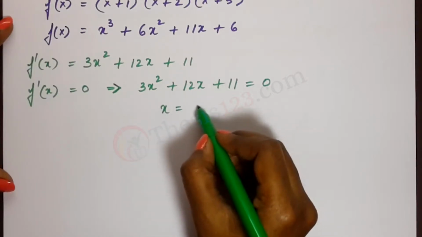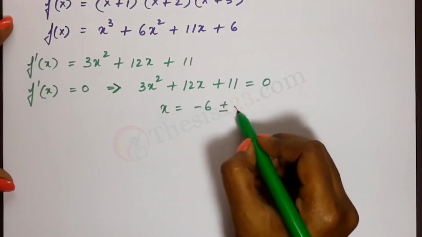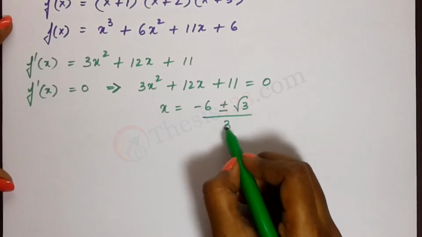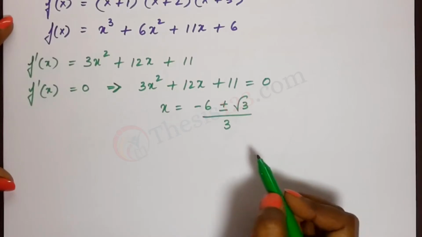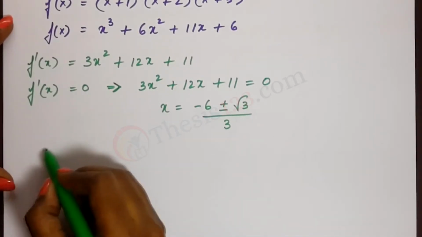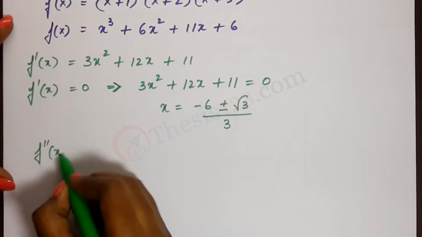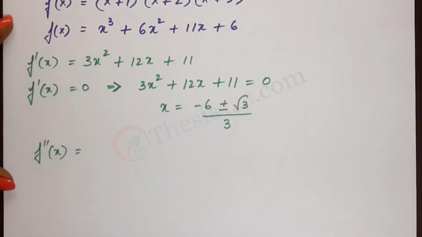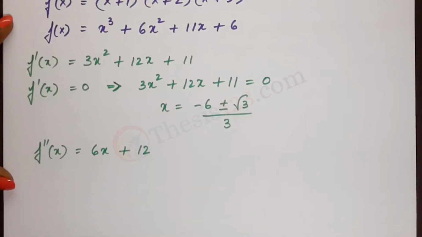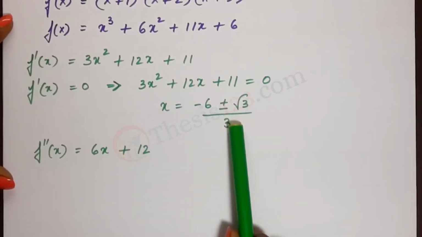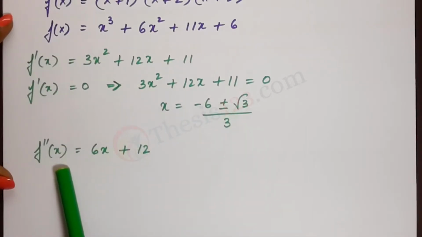So x comes to (-6 ± √3)/3. These are the two values of x. Now the next step is to find out what f''(x) is. Now f''(x) is 6x + 12. Now to find the minimum and maximum value, we have to substitute the values of x from f'(x) into f''(x).